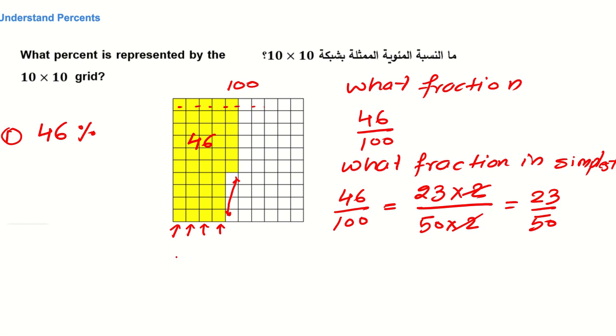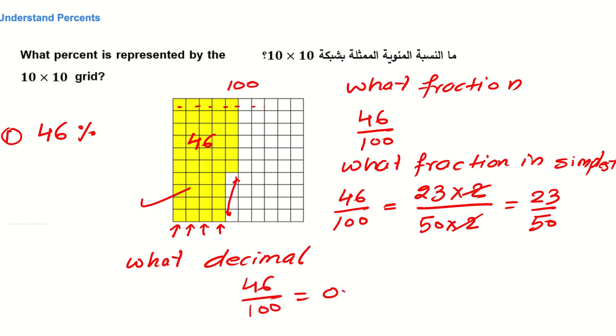A third type of question can be, what decimal is represented by this picture. So what you can see, 46 over 100 means 0.46 is the decimal for this picture. Okay, so you can understand how we can vary the question for the same type of picture.